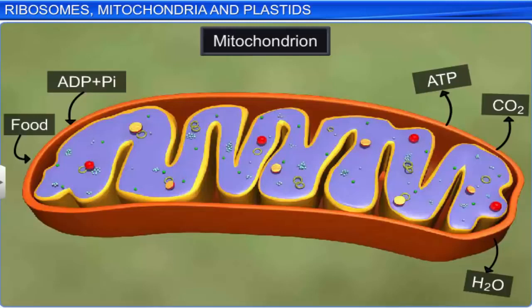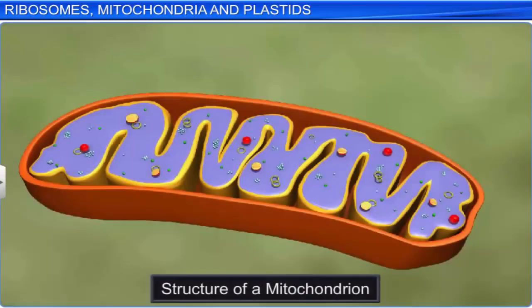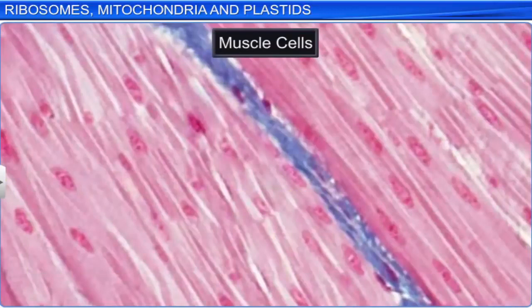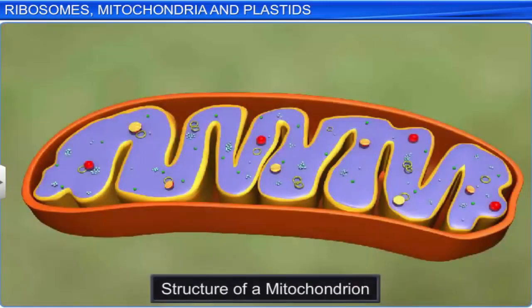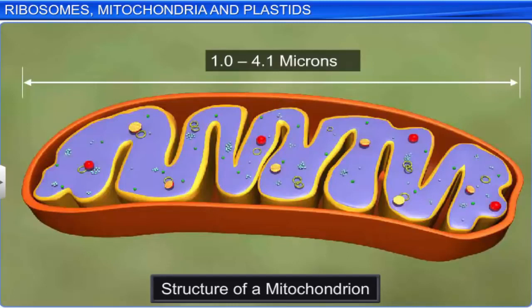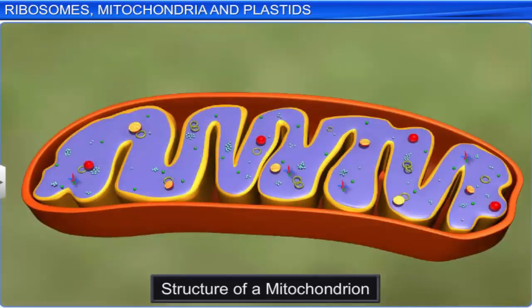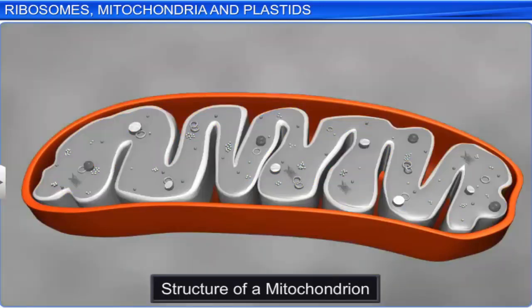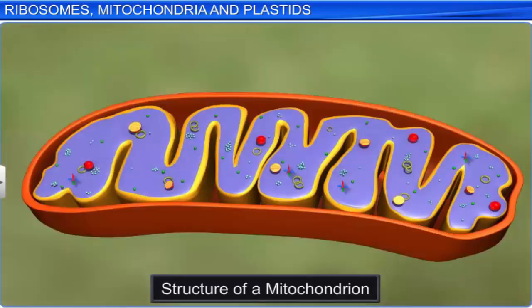The number of mitochondria in a cell varies depending on the cell's metabolism. Muscle cells, for instance, need a continuous supply of energy, and hence they contain a large number of mitochondria. Microscopic studies have revealed that a typical mitochondrion, which divides by fission, is sausage-shaped or cylindrical, with a diameter of 0.2 to 1 microns and a length of 1 to 4.1 microns. It is a double membrane-bound structure consisting of an outer membrane and an inner membrane, and each membrane has its own specific enzymes associated with the mitochondrial function.